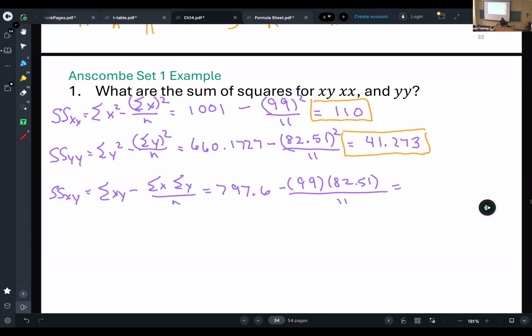Is it 794? I get 794.2. Did you guys get that? For this value here?